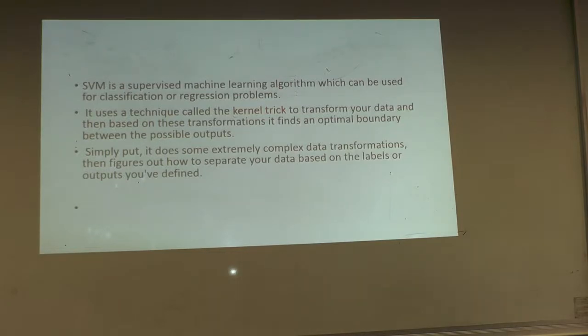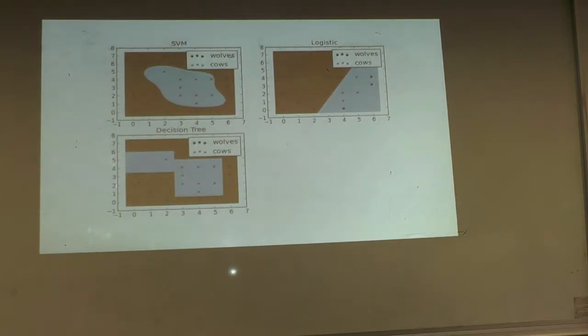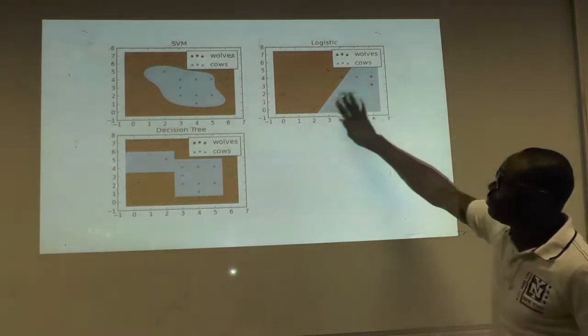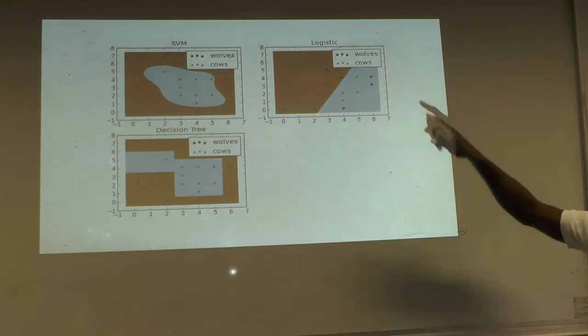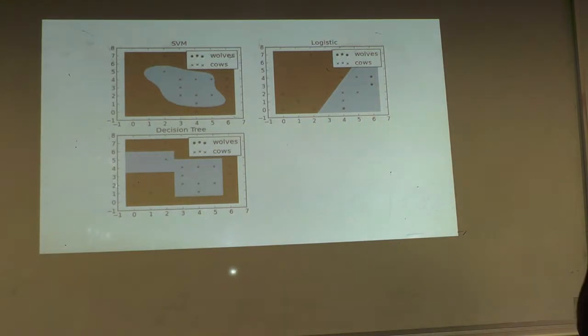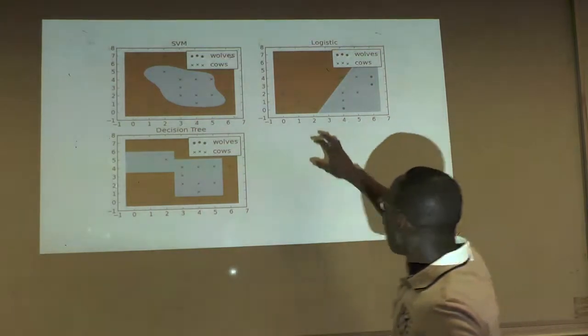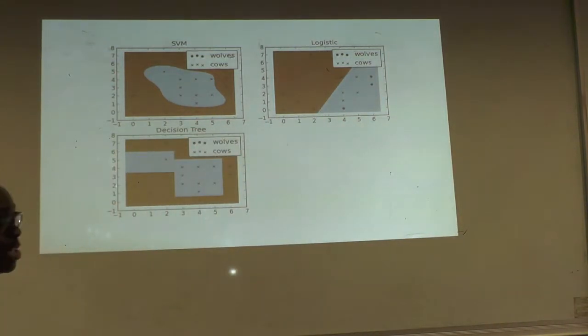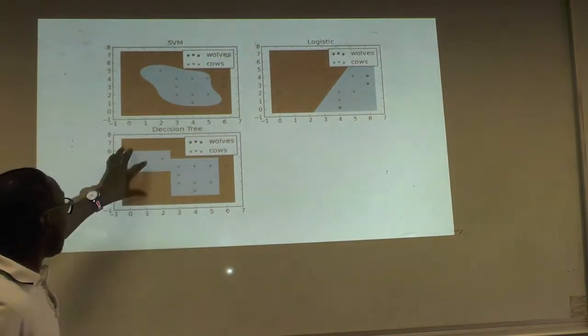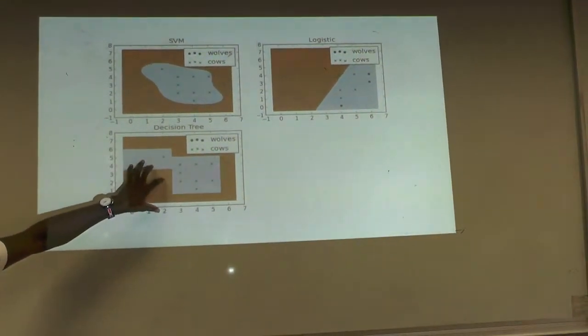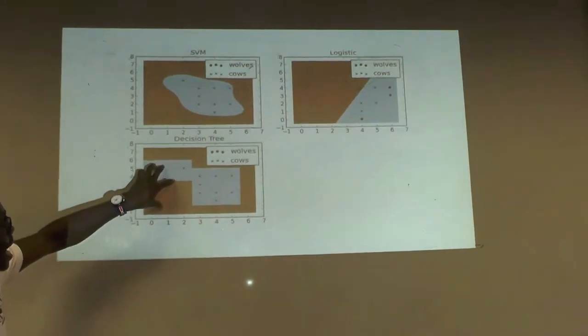Now, I'm going to give you a figure where you look at three different classifications which we've done. The first one is logistic regression. The second one is a decision tree. Logistic regression is a linear partitioning, and if you look at the decision tree, it's full of patches.